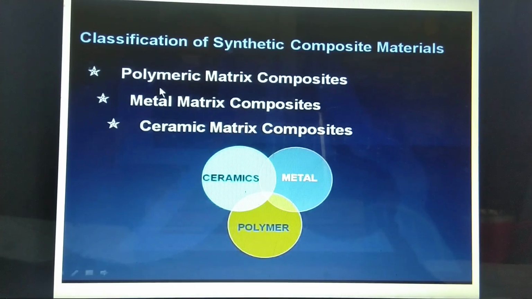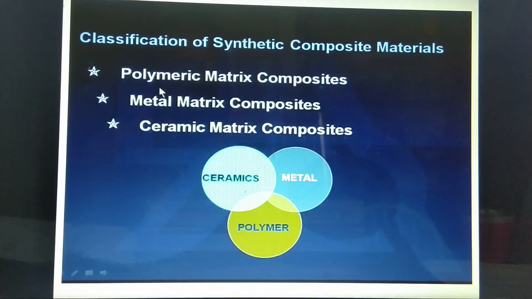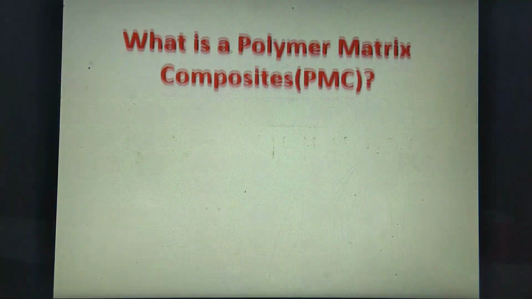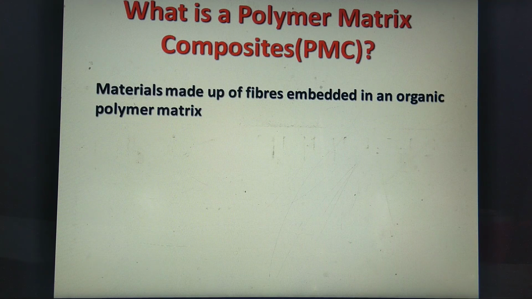The classification of synthetic composite materials is done in three different ways: one based upon ceramic, another on metal, and the third on polymer. That is, polymer matrix composites, metal matrix composites, and ceramic matrix composites. Now we discuss what is meant by polymer matrix composites. It is defined as a material made up of fibers that are embedded in an organic polymer matrix. These fibers are introduced to enhance the selected properties of the materials.